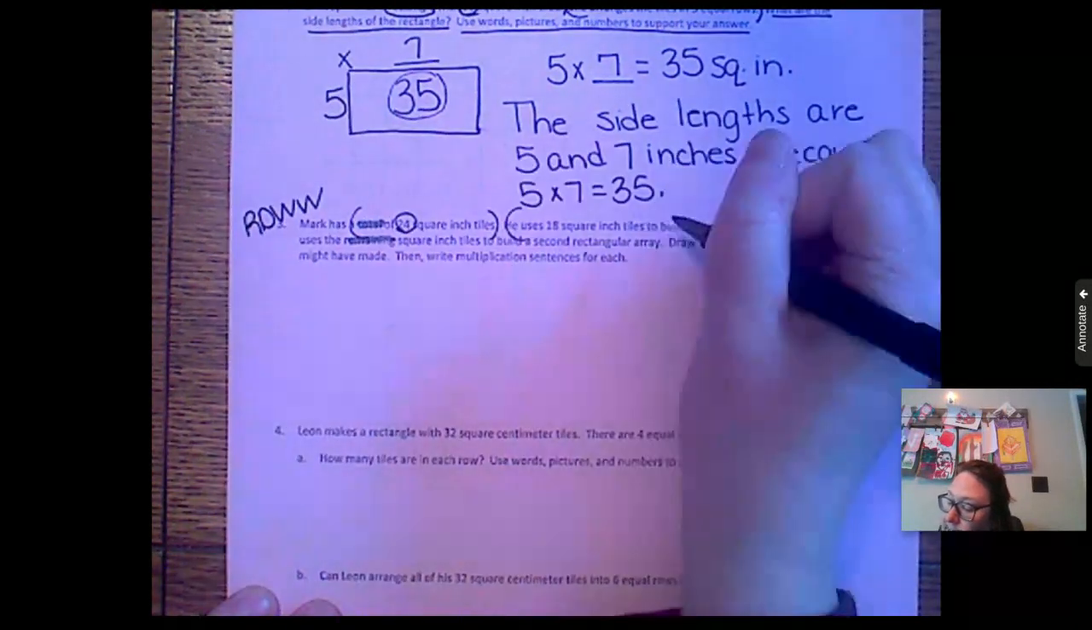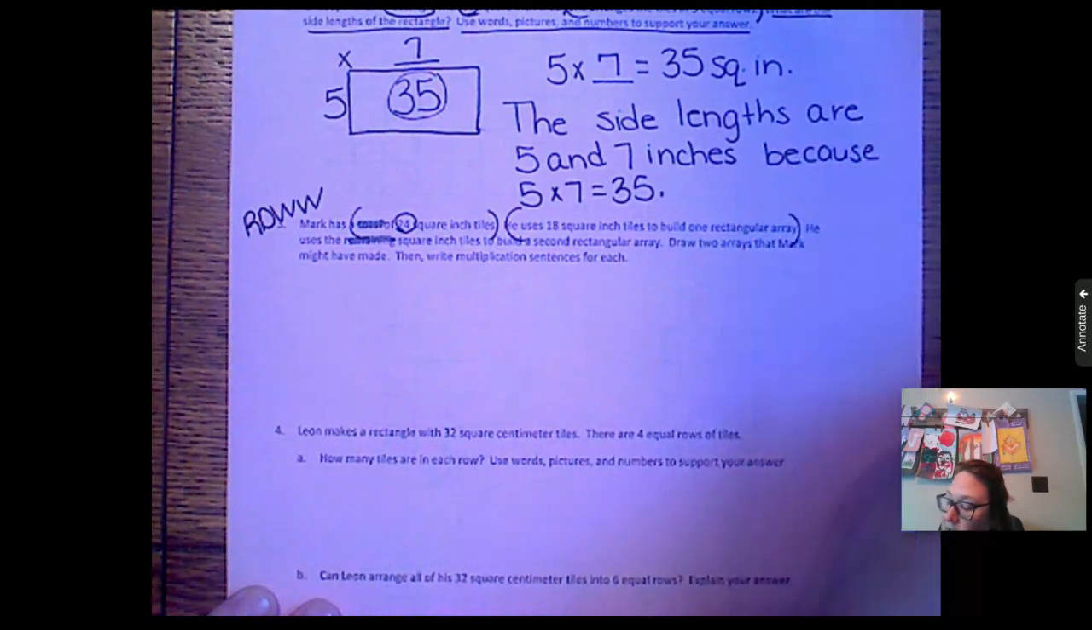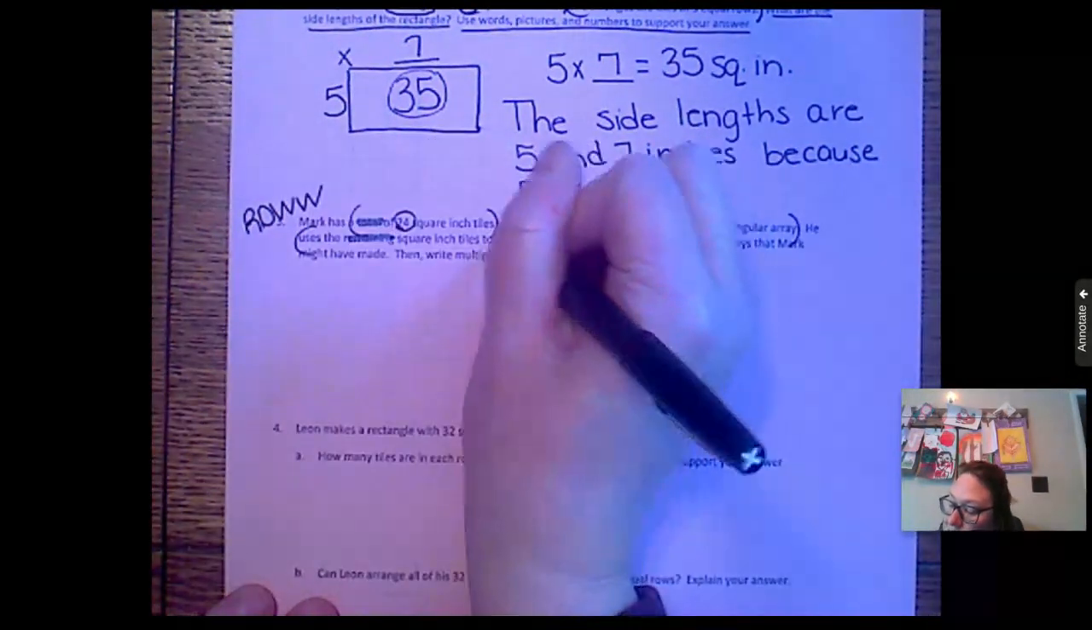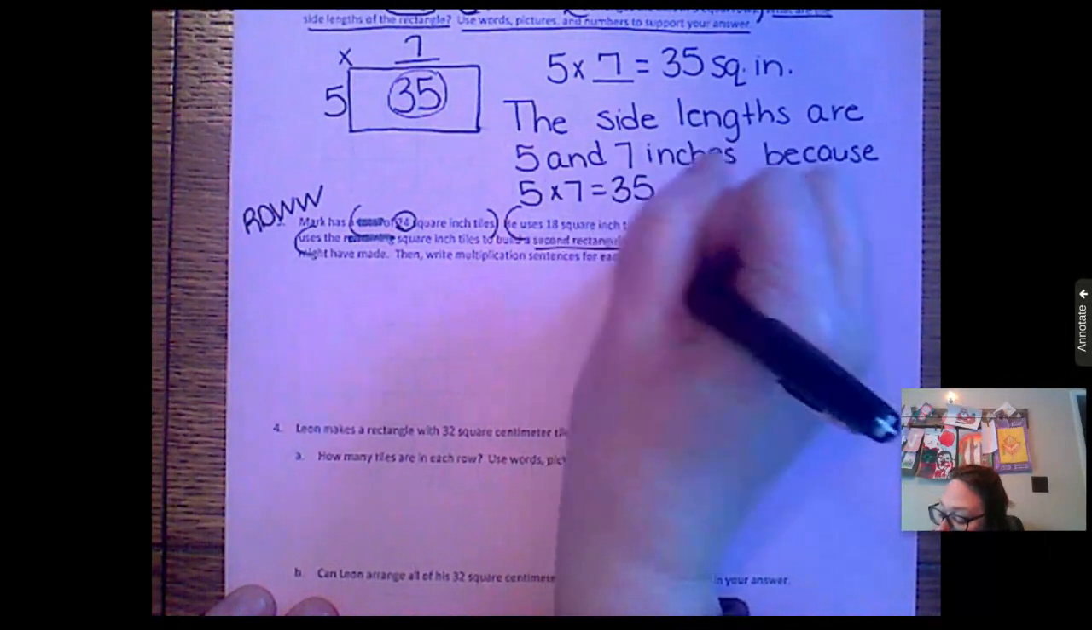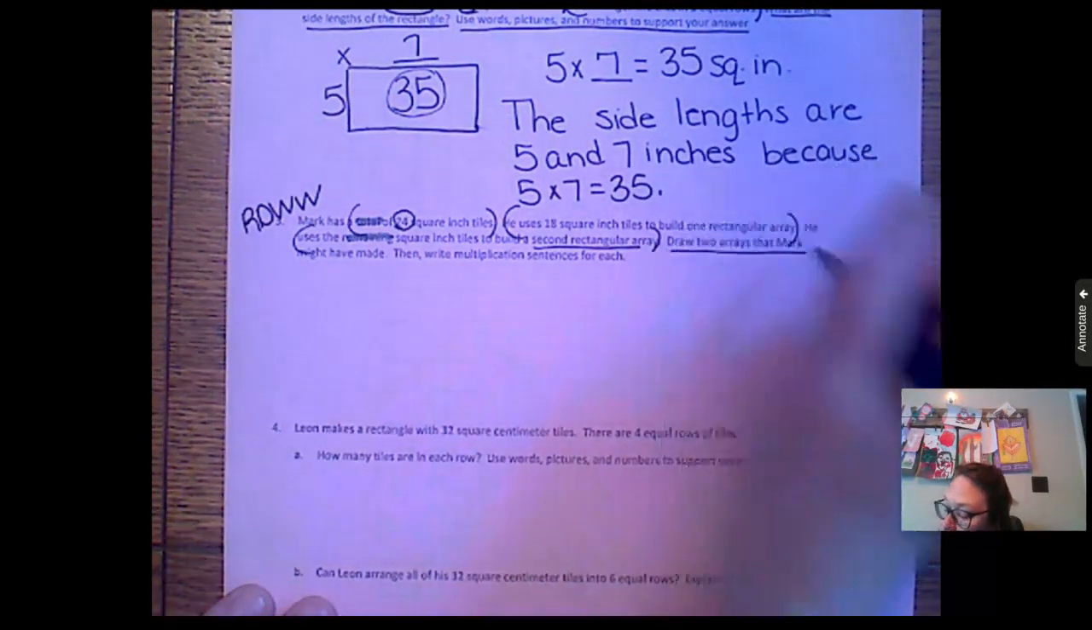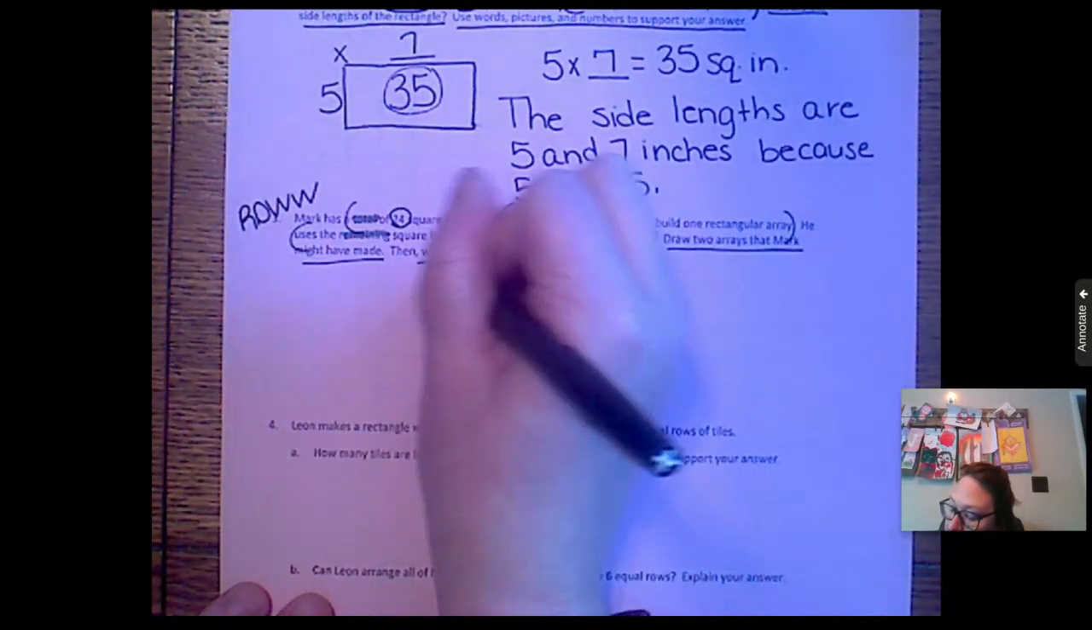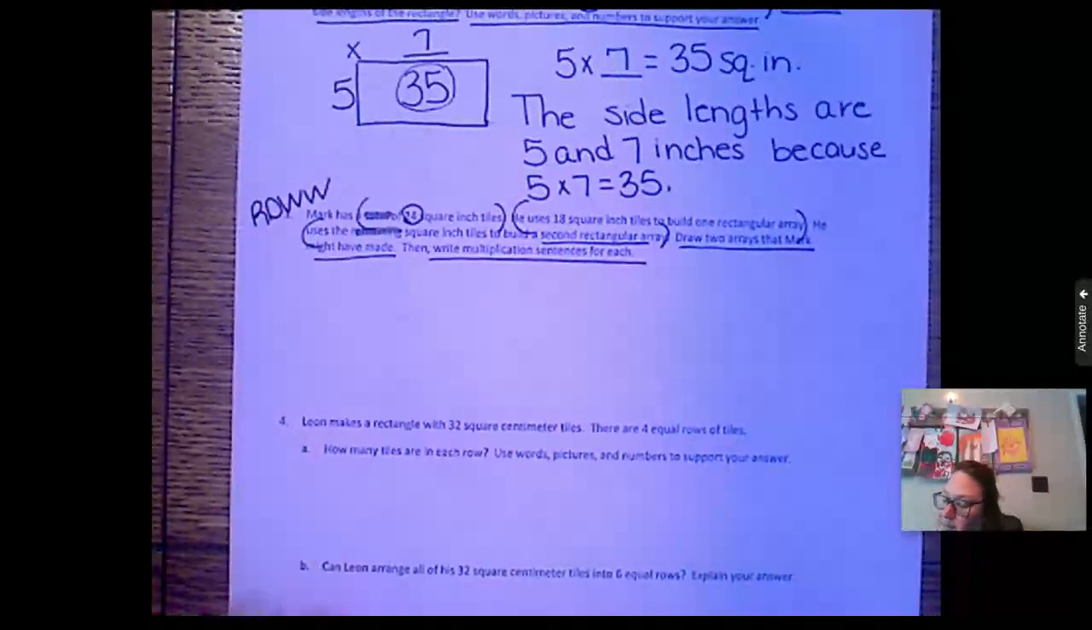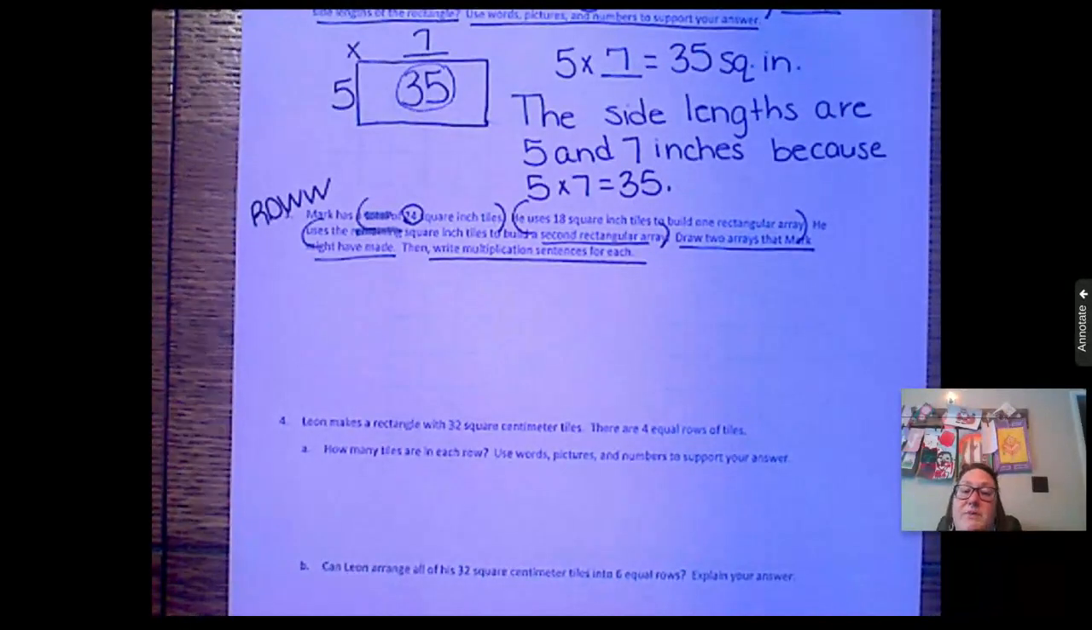All right, so he has a total of 24 square inch tiles. He uses 18 square inch tiles to build one rectangular array. He uses the remaining square inch tiles to build a second rectangular array. Draw the 2 arrays that Mark might have made, then write a multiplication sentence for each. All righty, let's see here. We have a lot of information here, so let's kind of pull it apart even more. 24 square inch tiles. He uses 18 square inch tiles to build one rectangular array. Okay, so one of them, I know that the area is what? 18, right? Because it tells me.